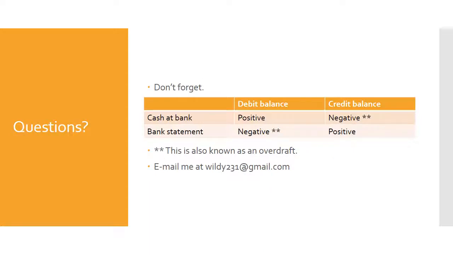Finally, a few very important pointers. Be very mindful that a debit balance in the cash at bank and in the bank statement have different meanings. A debit balance in cash at bank is a positive balance, whereas a debit balance in the bank statement is a negative balance, and a negative balance is also known as an overdraft. Beware. Credit balance, on the other hand: in the cash book, a negative balance means credit balance, whereas in the bank statement, a credit balance means a positive balance. Be aware of that. This is usually a confusing area for many students doing it for the first time.